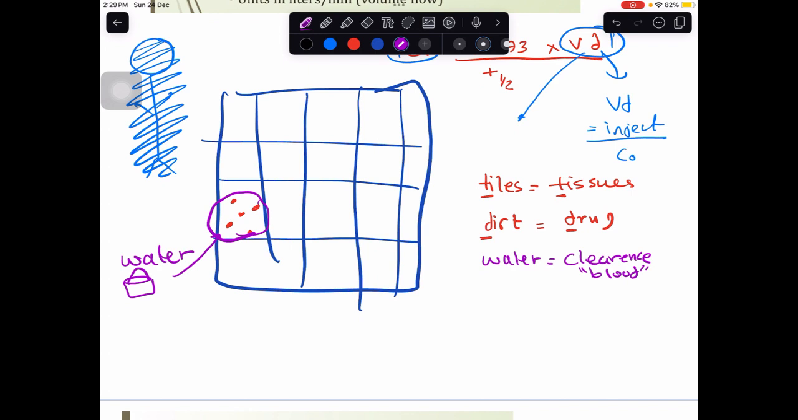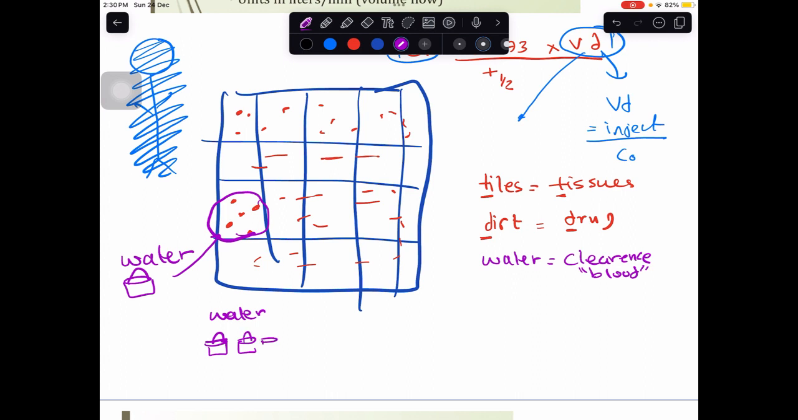Now here, let's say I have more dirt on every tile. I mentioned only one example to make the code. Let's say my tiles are all dirty. So what does this mean? This means I will require more buckets of water, right? I will require more water.